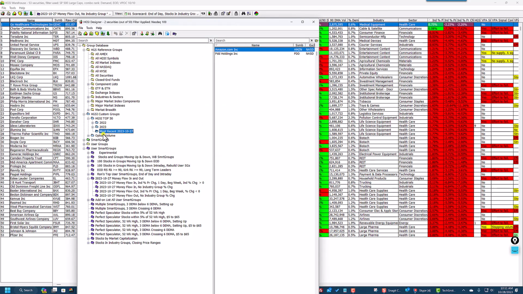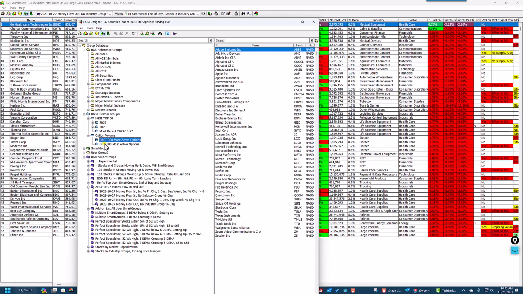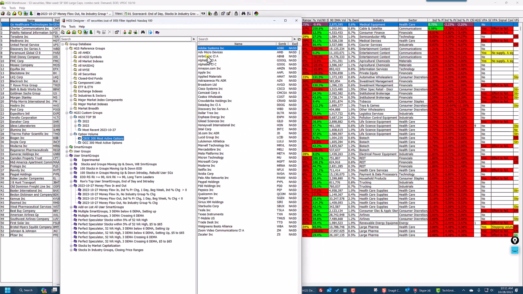But I think what would be more useful is going into option volume. These are the Chicago Board of Trade and the Options Clearing Corporation, 300 most active stocks. If I'm looking for active stocks to trade with, these have weekly options, I believe, all of them. I just click on this folder, and I have the Nasdaq 100 filter here, and you can see that 47 of these stocks trade active options.